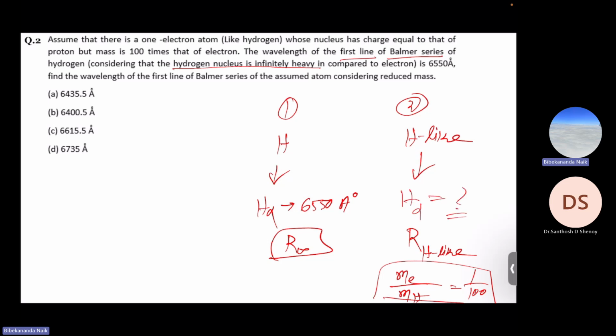So that we will discuss and then we will solve it completely. It's pretty much similar to the previous question, but here the concept is a bit different because here no conventional value is given. Here we have to consider the ratio of the mass of electron and that of the nucleus as 1 by 100, not like the general case where it is 1 by 1836. So I'll give you a few minutes and then we will discuss.